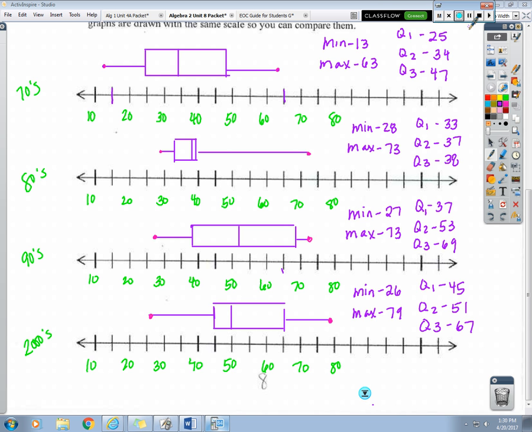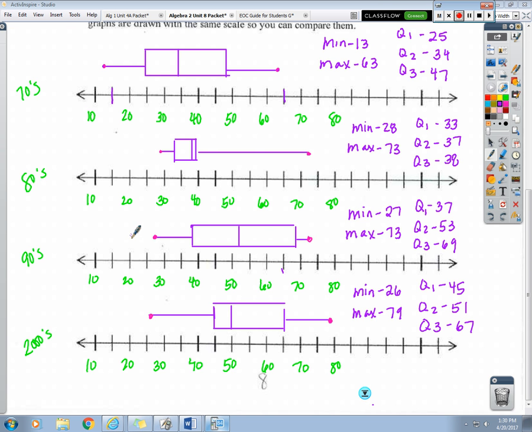The question says, in which decade is the total points scored most consistent? Correct, the 80s. Look, most of the data is right there together in the 80s. That's consistency. Yes, there is a long whisker to the right, but that might be going to one data item. Okay, so the 80s data is definitely most consistent.